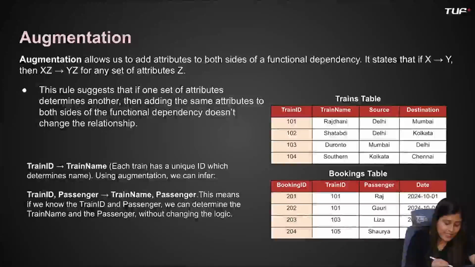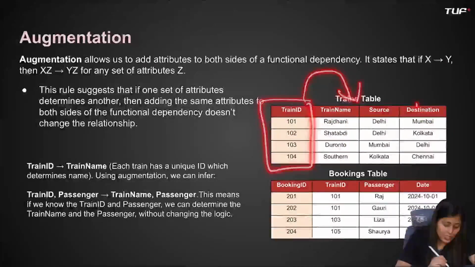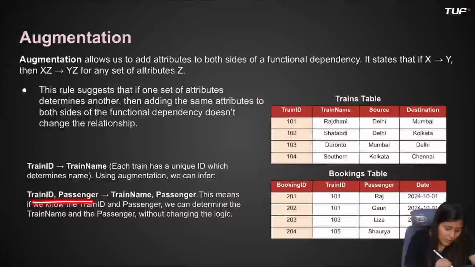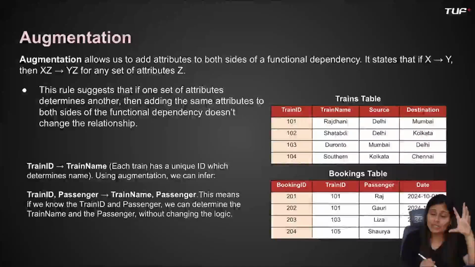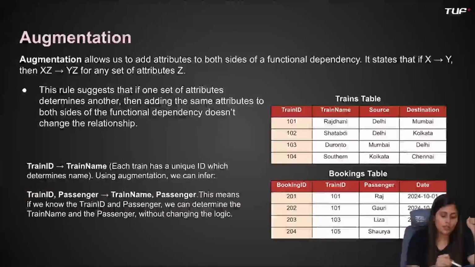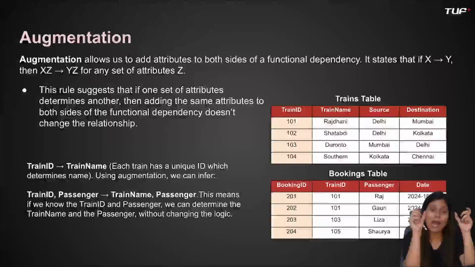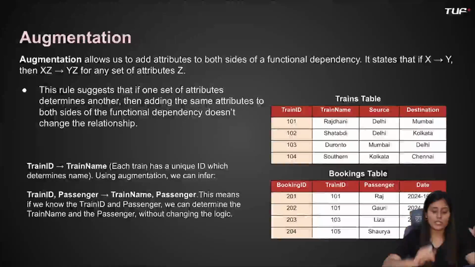So here let's suppose we have train ID and train name. We are saying train ID can determine train name. So adding the passenger to train ID, along with passenger, now train ID and passenger can determine train name and passenger. This means if we know the train ID and passenger, we can determine the train name and the passenger without changing the logic. Anyhow, it does not mean anything, but in some cases, if we want to reconfirm the name of the passenger with the train ID, then we can find that with the help of this augmentation rule, which says that if you add the same attribute to both the sides, determinant and dependent, then that is not going to change the logic, and that is what augmentation means.